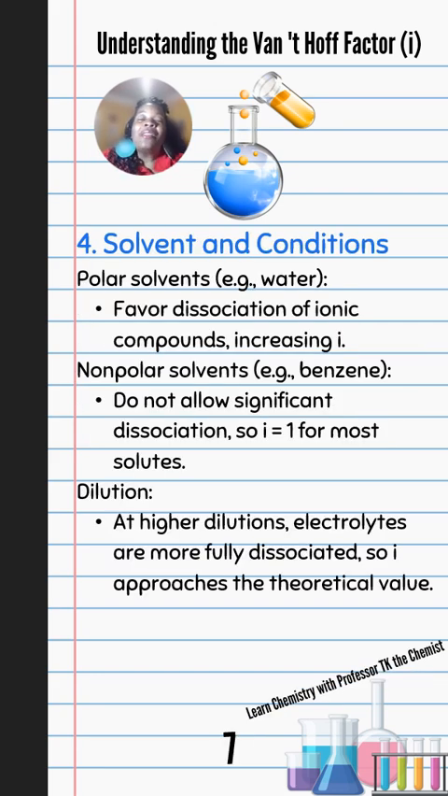And number 4, the very last concept that you need to know about how to understand the Van Hoff factor is that when you have solvents and conditions, you have 3 things that you need to focus on. The first one being polar solvents, like water. They favor dissociations of ionic compounds, increasing the Van Hoff constant. Nonpolar solvents like benzene do not allow significant dissociations. So their little Van Hoff constant will be equal to 1 for most solutes. And finally, dilutions. At higher dilutions, electrolytes are more fully dissociated. So the little i approaches the theoretical value.